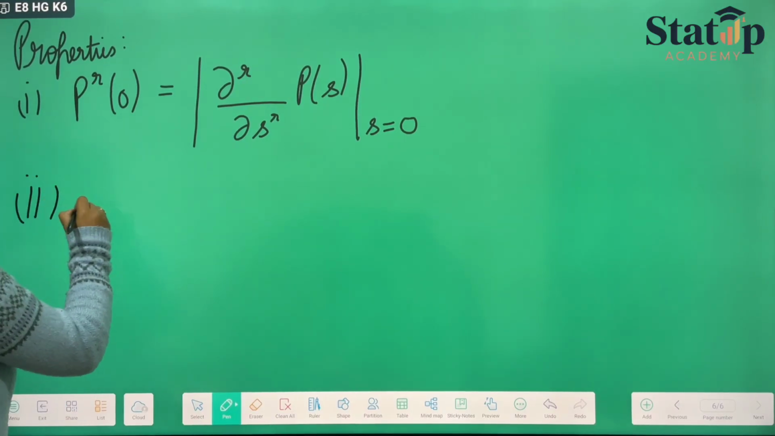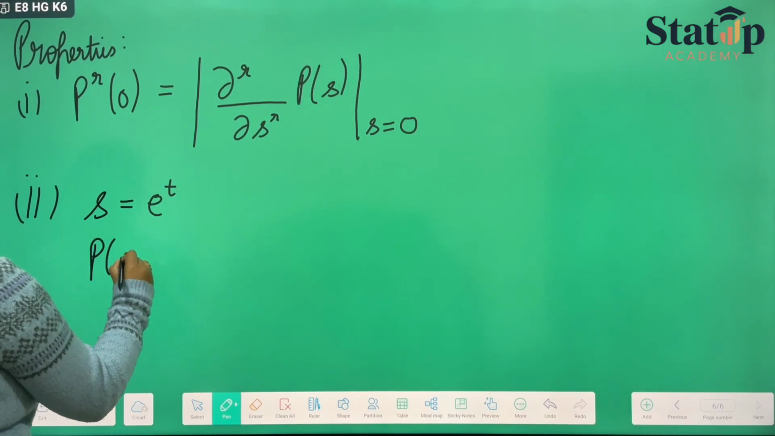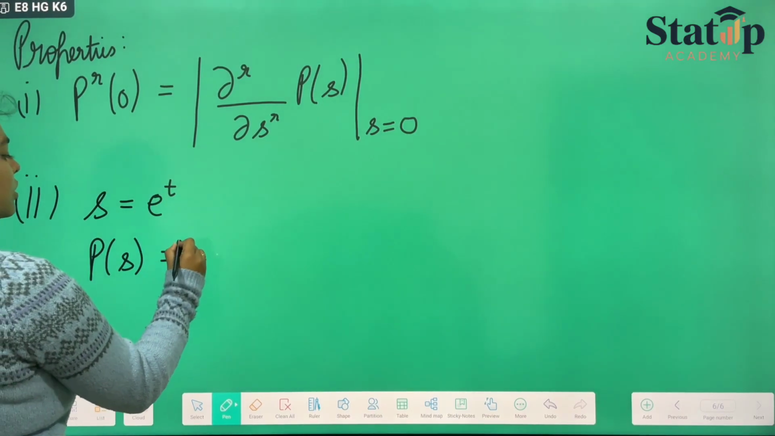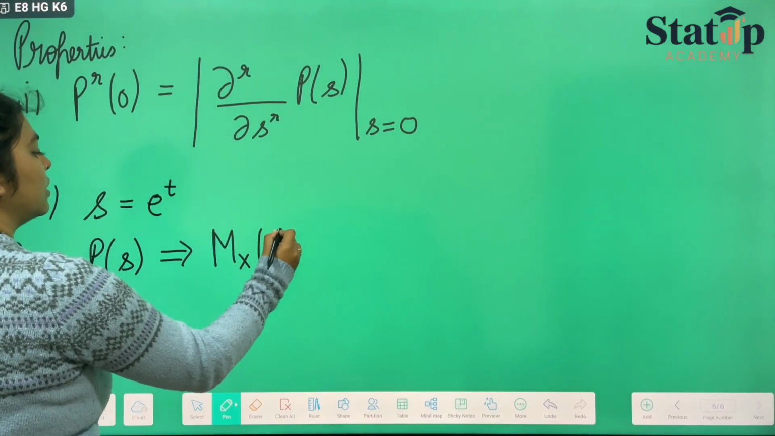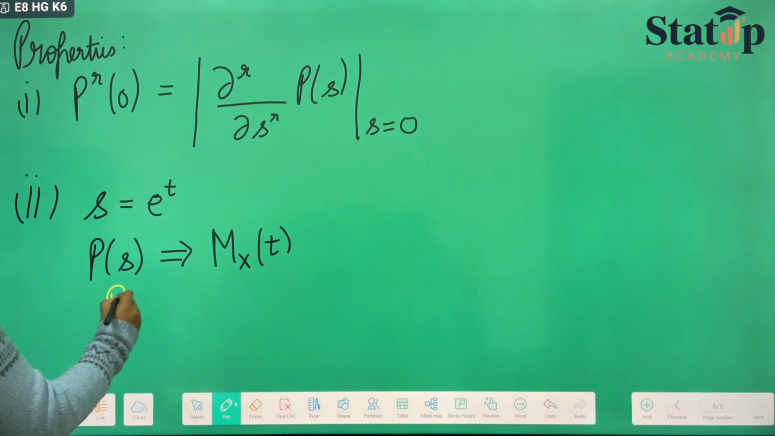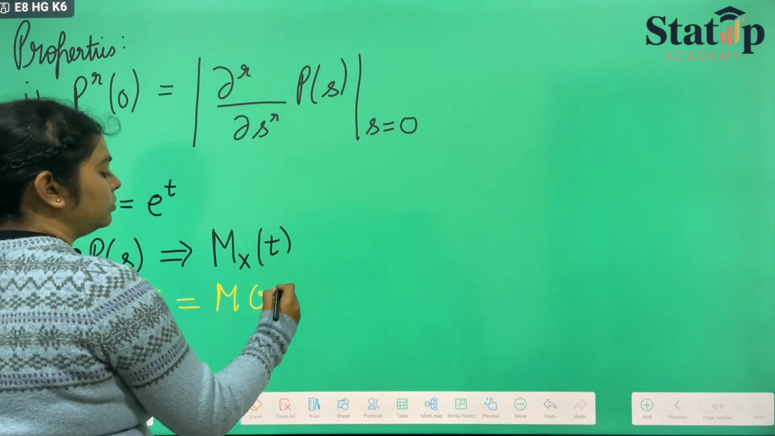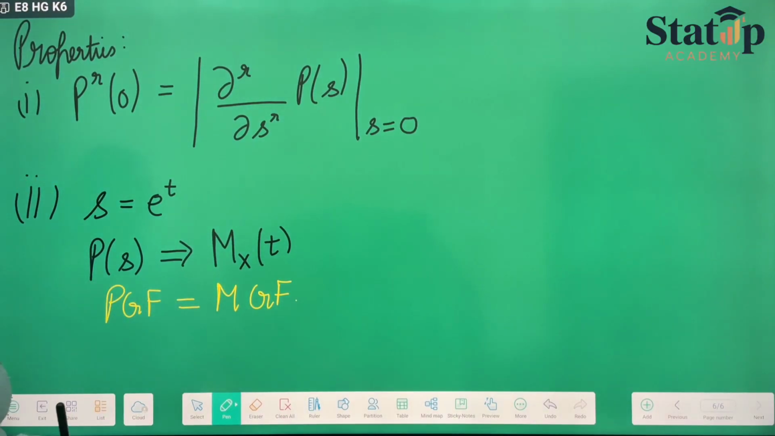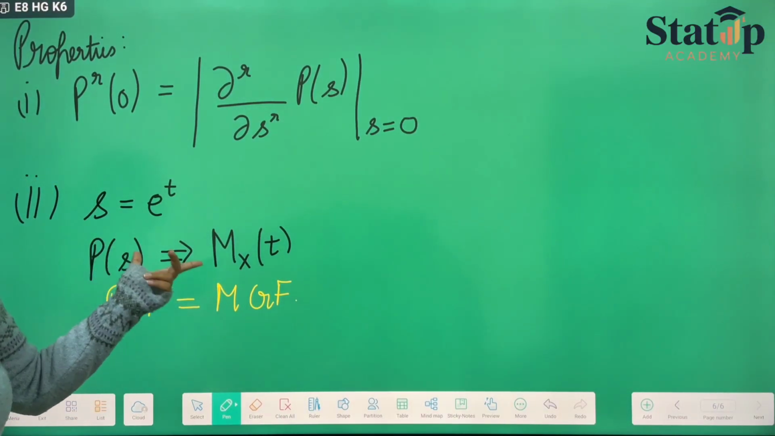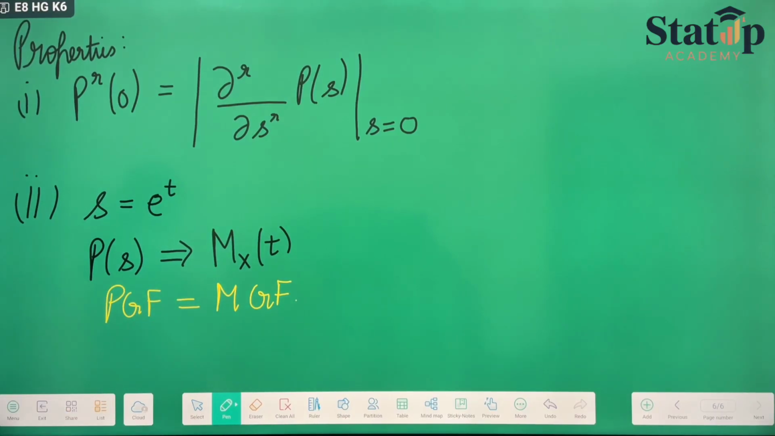And if we keep s equal to e raised to the power t, then P(s), which is the probability generating function, becomes M_X(t), meaning the probability generating function becomes the MGF, moment generating function, when we keep s equal to e raised to the power t.